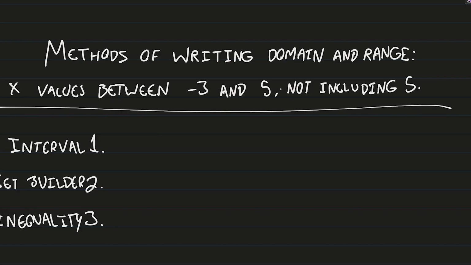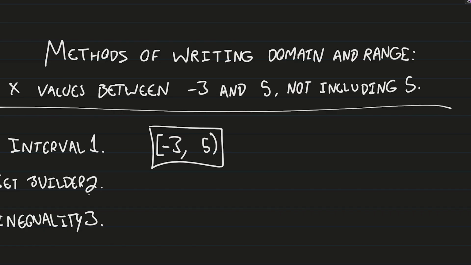We know that 5 is not included and -3 is included, so we're going to start with a bracket. Then we have -3, comma, 5. Remember, 5 is not included, so you use parenthesis, not a bracket. This is how you could express domain in interval notation.